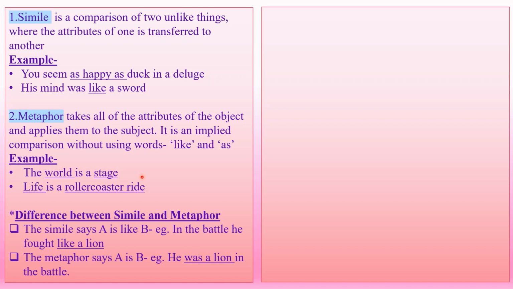But the only thing you have to consider here is that metaphor does not make use of words such as like and as. The only difference between simile and metaphor is that simile says A is like B. For example, in the battle, he fought like a lion. And the metaphor says A is B. Example, he was a lion in the battle.